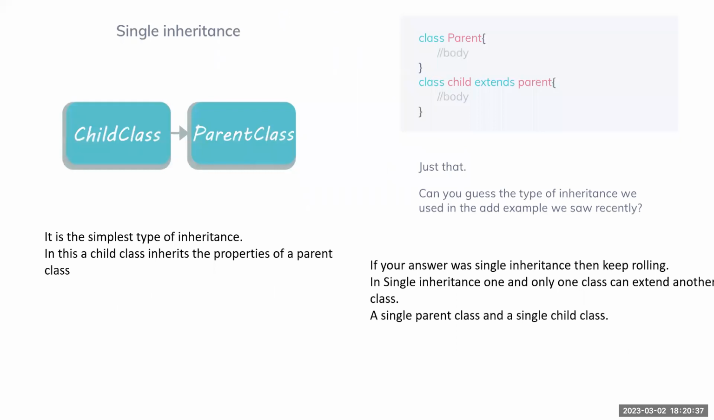This is single inheritance. There will be one child class and one parent class. That's it. The child class extends the data from the parent class. It is very simple. And the syntax to create it is: you just need to follow this, child extends parent. That's it.